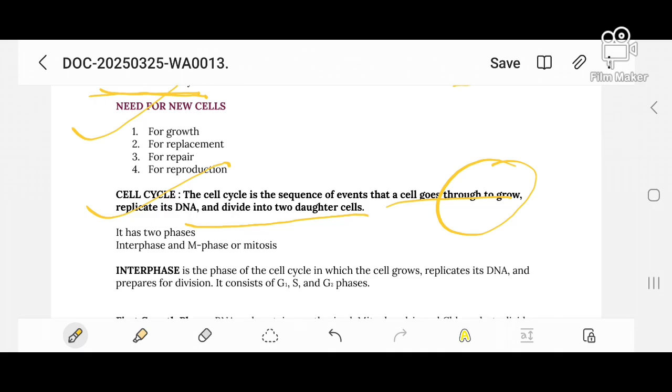Now, this cell cycle is divided into 2 phases: interphase and M phase, or mitosis. Meiosis is not in your syllabus, children. Please make sure and mark my words. It is not there in your syllabus. Meiosis is not there at all.